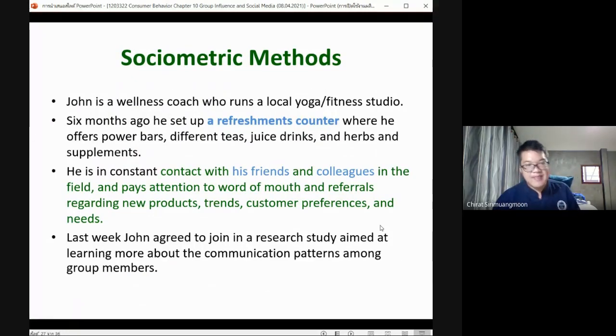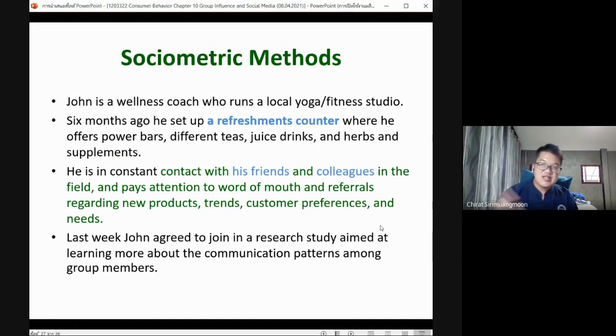A good example is here. They said John is a wellness coach who runs local yoga studios. One day he needs to create a snack bar or refreshment counter. We're going to provide power bars, tea, drinks, herbs. Then what they're going to do for the sociometric method is he contacts his friends and colleagues. So this is the beginning. Marketers will take a look at who his friends are and then ask individual friends how they send information to other people. Then you can see the map of the spread of information.